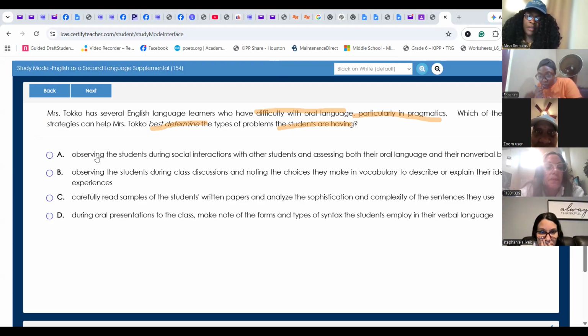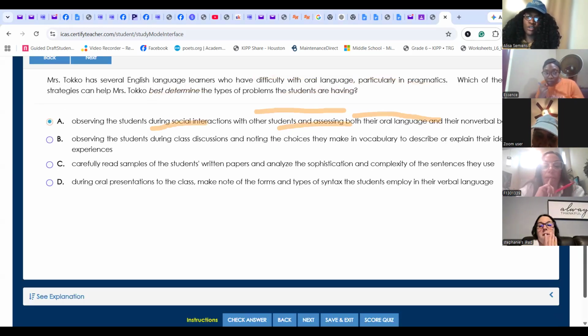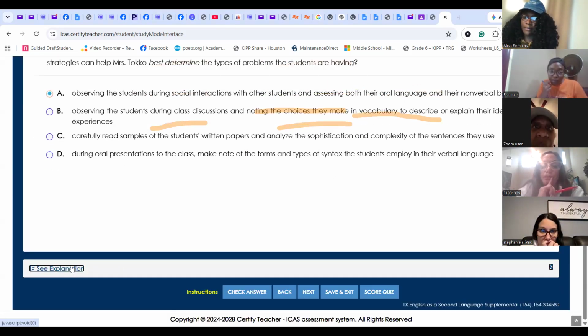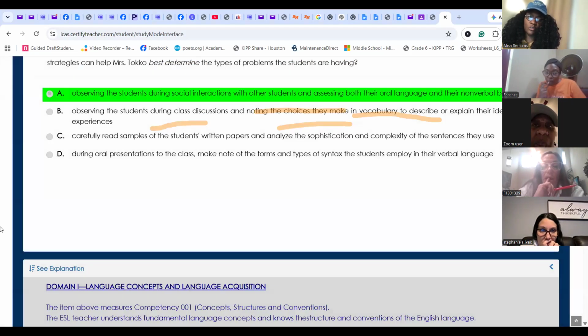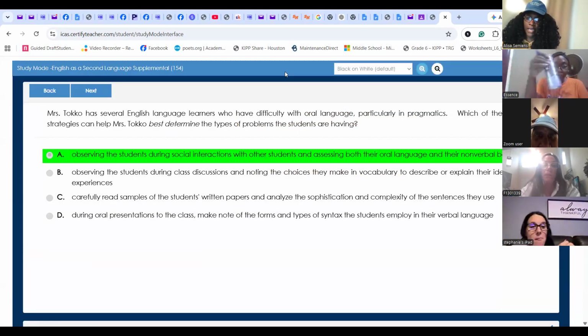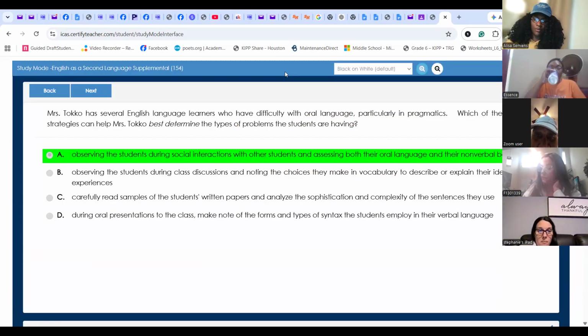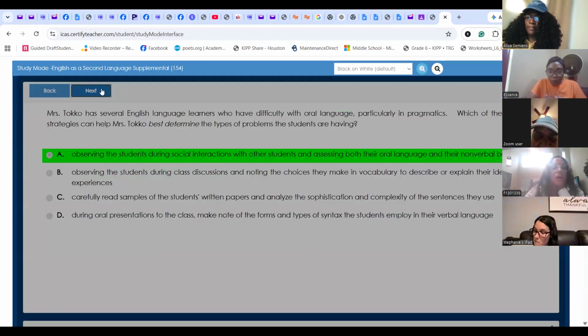If you said A, you would be correct. Observing the students during social interactions, because pragmatics is the social use of language. So in this case, you definitely want to know the vocabulary. The vocabulary will make or break whether you get the answer right or wrong in this instance.